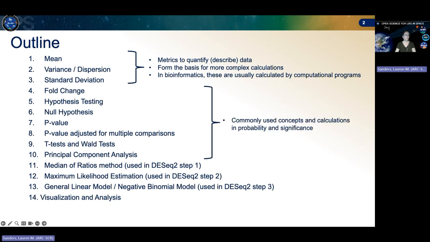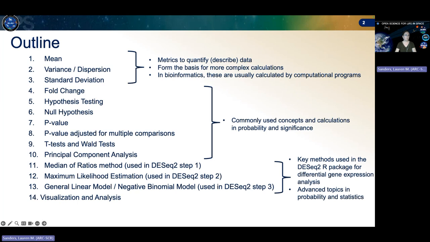We're then going to move on to fold change, hypothesis testing, null hypothesis, p-value, adjusted p-value, t-tests and Wald tests, and principal component analysis, which are commonly used concepts and calculations in probability and significance, which build upon the first three metrics.